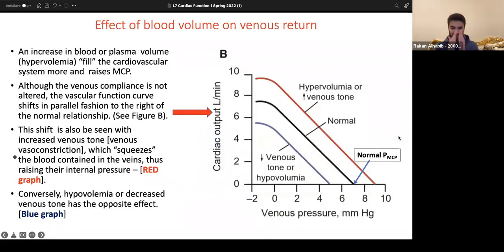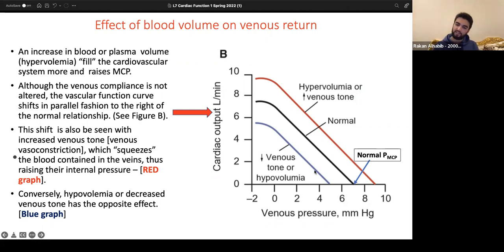For hypervolemia, let's say I infuse a patient with more blood. Let's say I have 5 liters of blood, and I infuse him with one more liter. More volume will occupy the vessels, and therefore there is more venous pressure. This will cause more cardiac output, so venous return is going to be higher, basically.